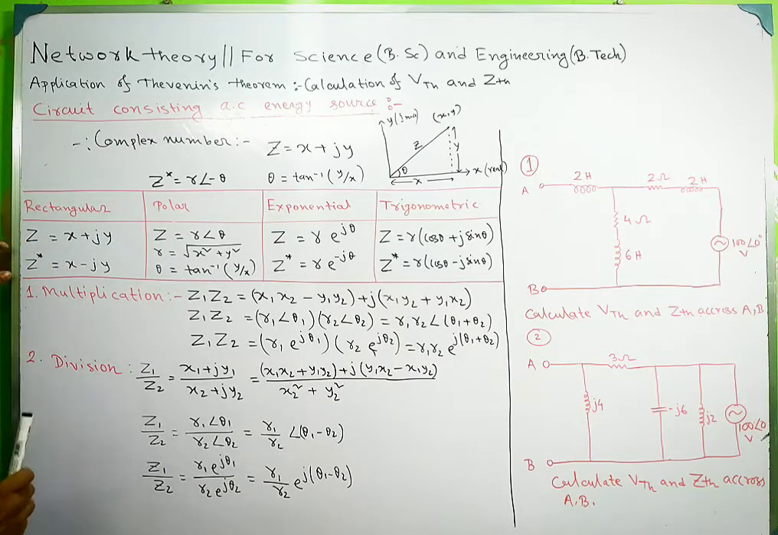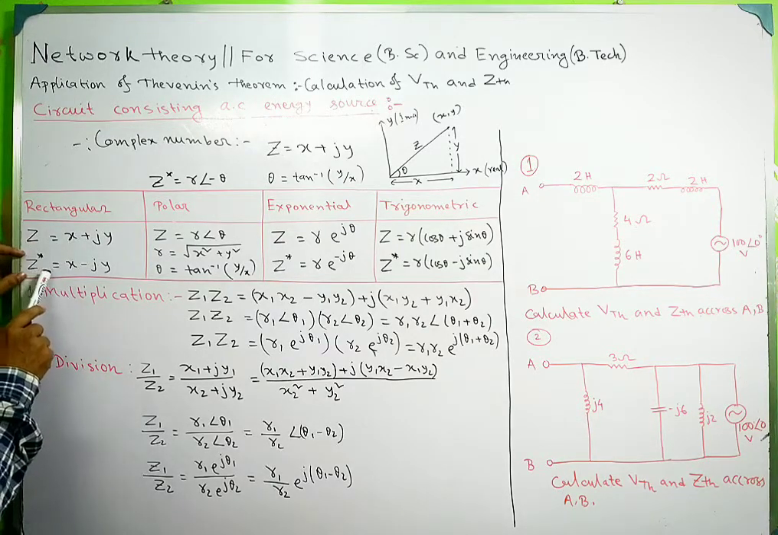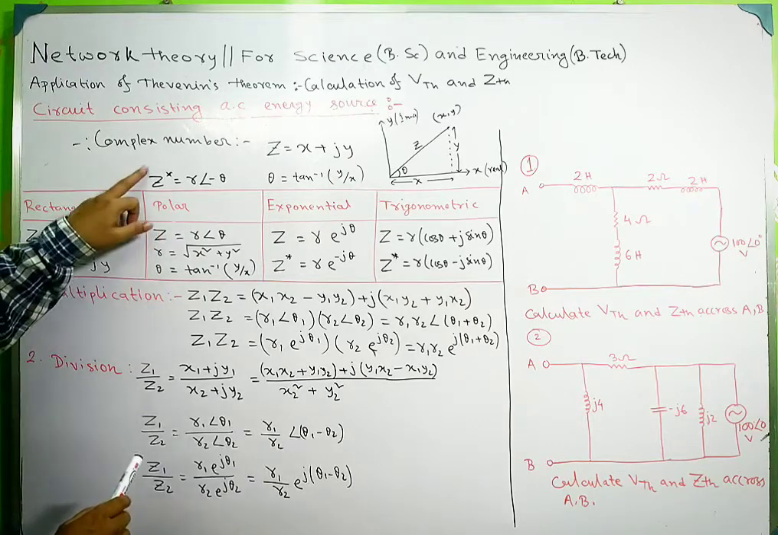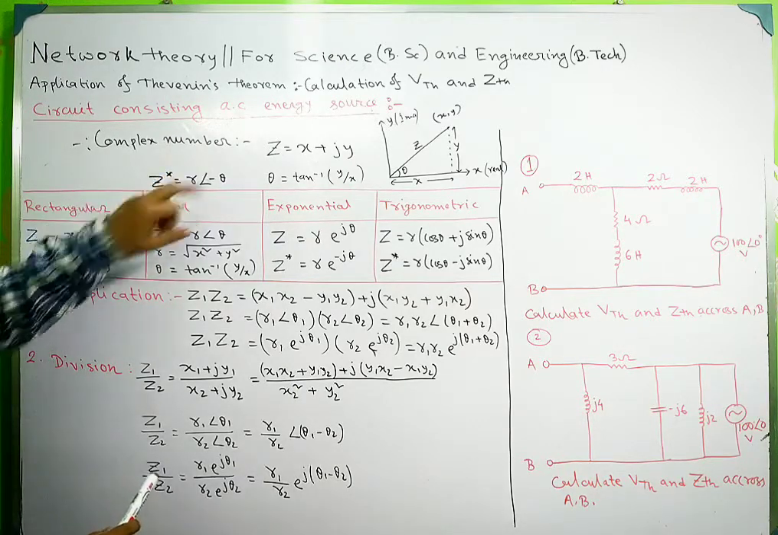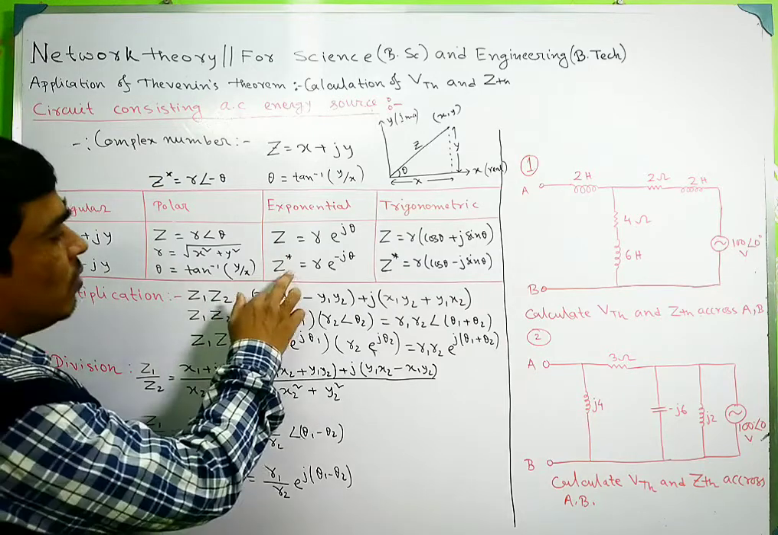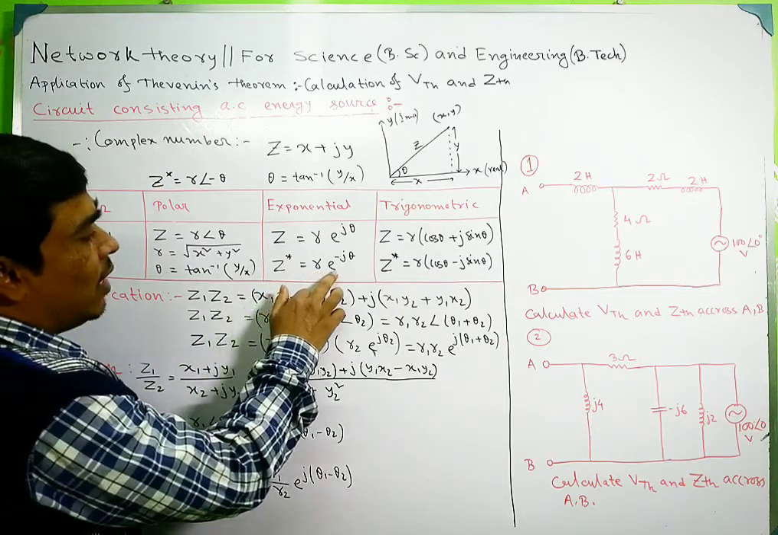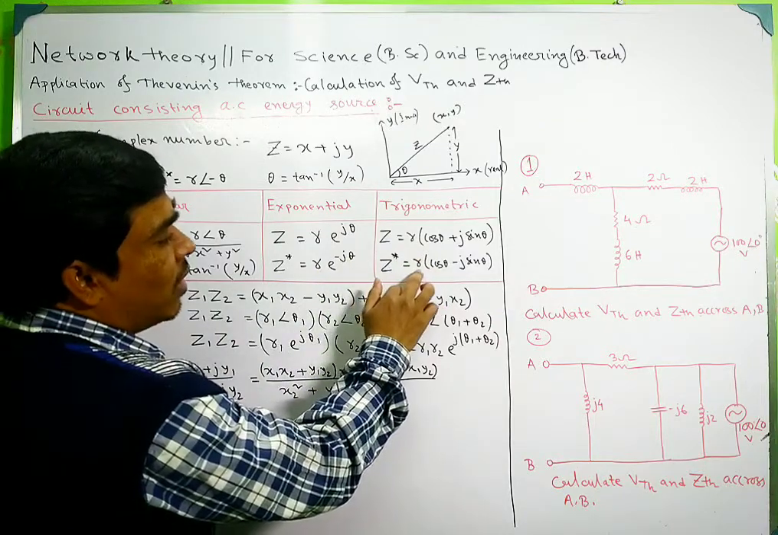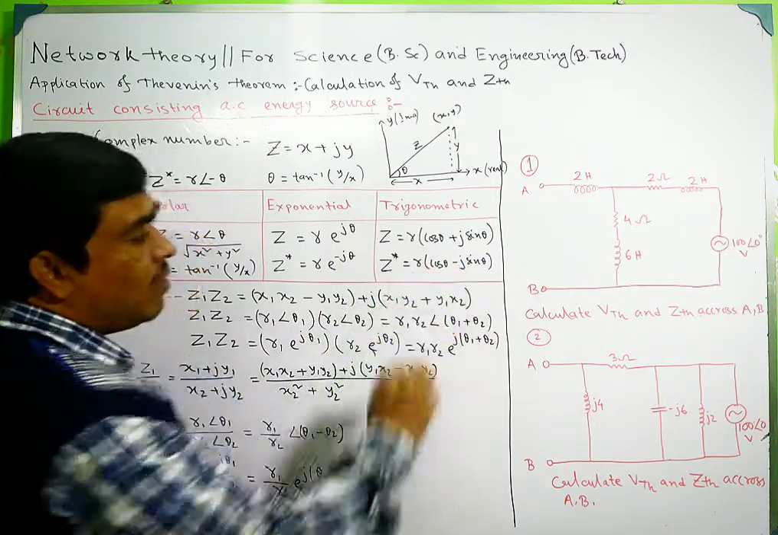Okay, so if I write the complex conjugate form, it can be written as z star equals x minus jy, and z star in polar form equals r angle minus theta, in exponential form it will be r e to the power minus j theta, and in trigonometric form it will be r cos theta minus j sin theta.